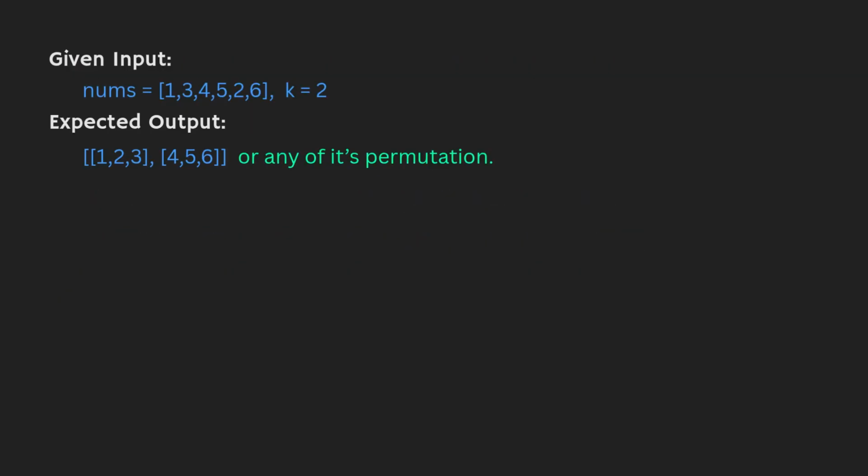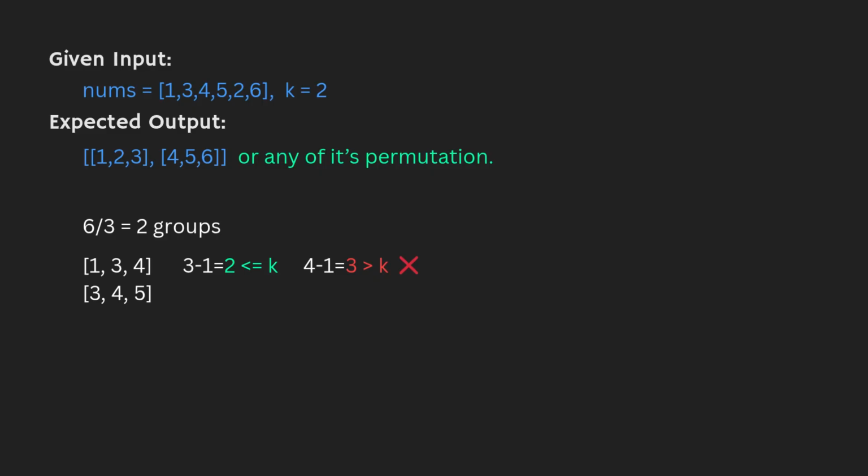Let's say nums array is given and k is 2. The length of the array is 6, so we need to make 6 by 3, that is 2 groups. Can we group them like this? Let's check it. 3 minus 1 is 2, which is less than or equal to k. And next, 4 minus 1 is 3, which is greater than k. So this group is invalid.